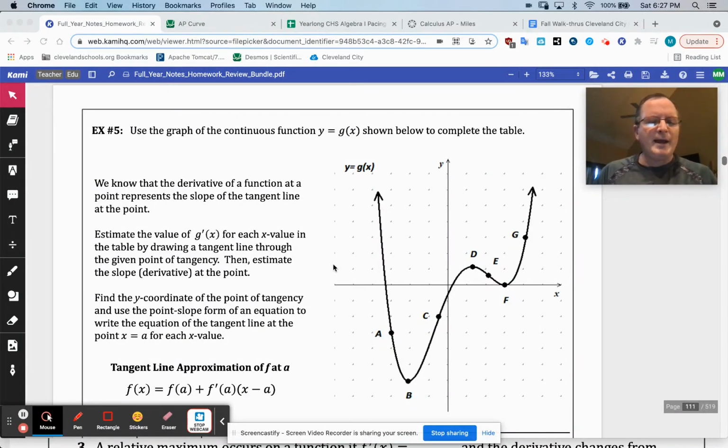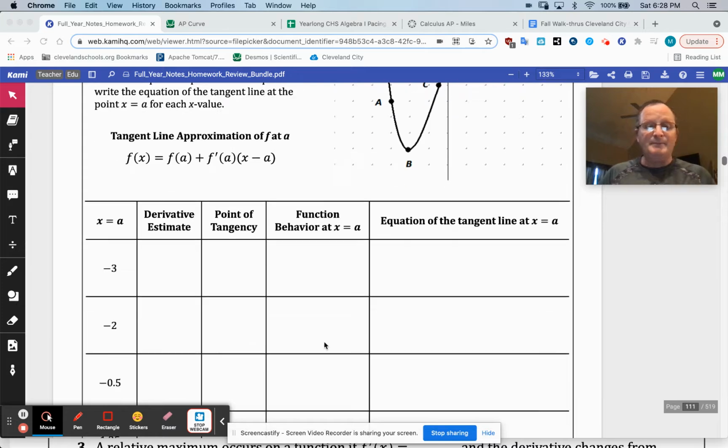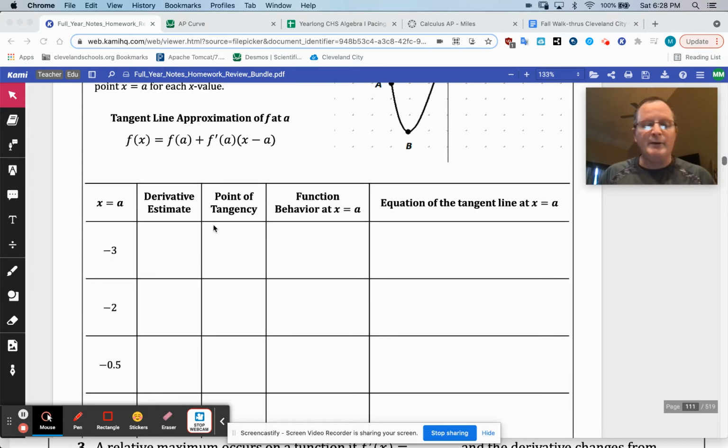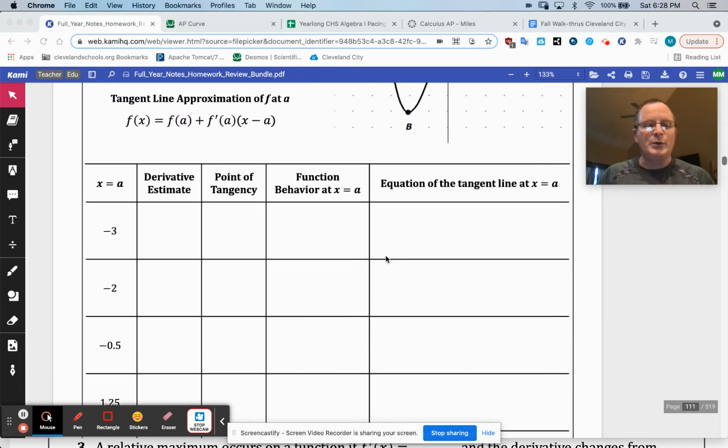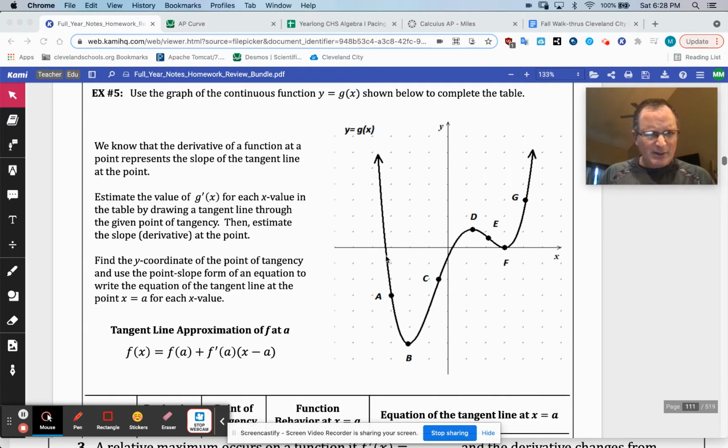Okay, hey, we've got example 5. We've got a graph here, and a whole bunch of points are labeled. What it's asking us to do is to draw the tangent line at each of those points, and then estimate the derivative. What is the point? What's the behavior of the function at that point? And then the equation of the tangent line. So that's what we're wanting to do for each of those. Okay, so let's go ahead and do that.